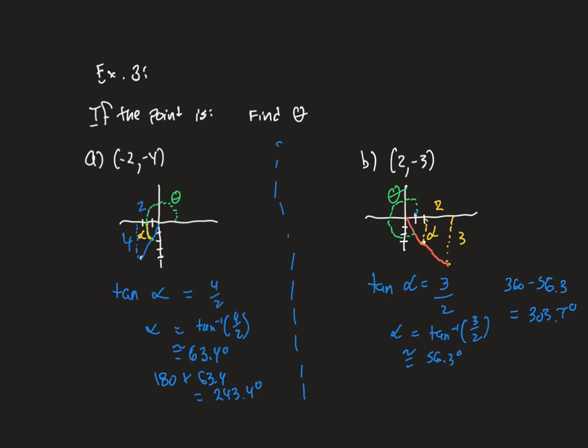So basically the set of rules are this. If it's in quadrant 1, I don't care. It's going to be whatever angle it is. Theta is theta. In quadrant 2, theta is going to be equal to 180 minus gamma. Quadrant 3, theta is going to be always equal to 180 plus gamma. And quadrant 4 is always going to be theta is equal to 360 minus gamma.